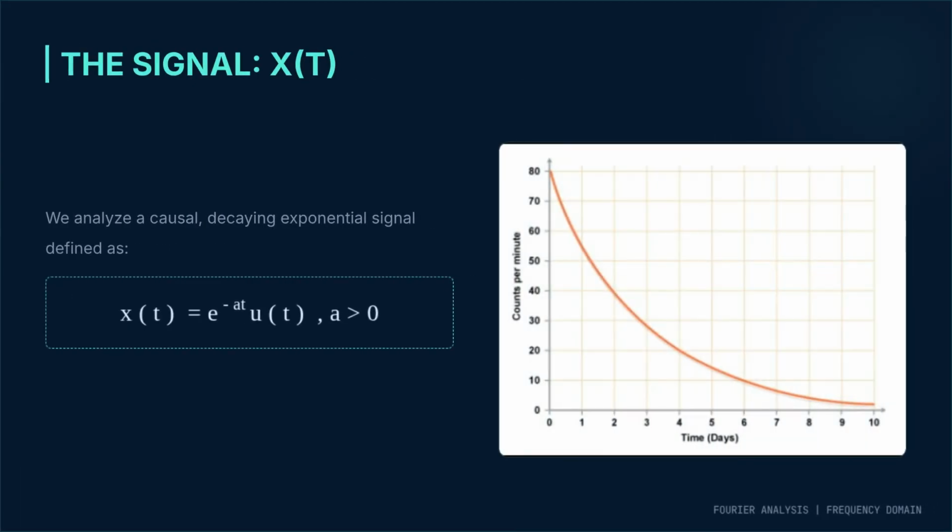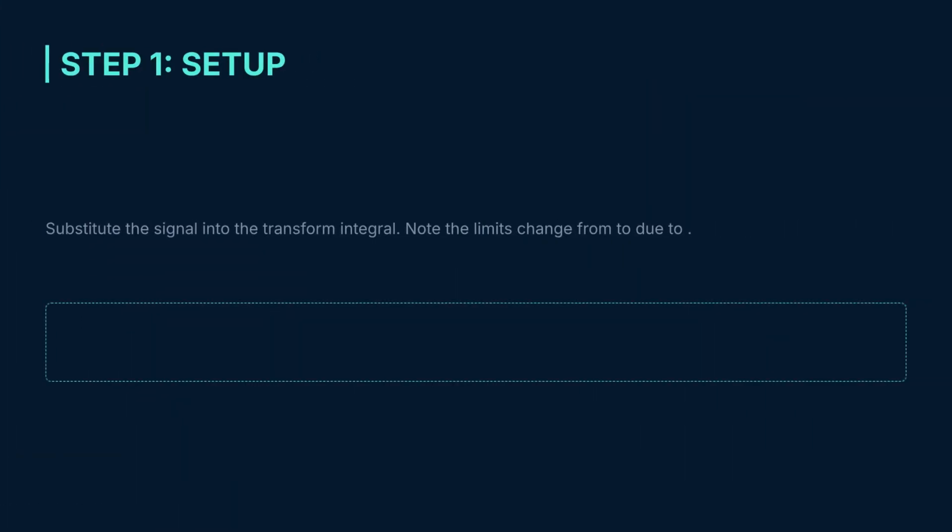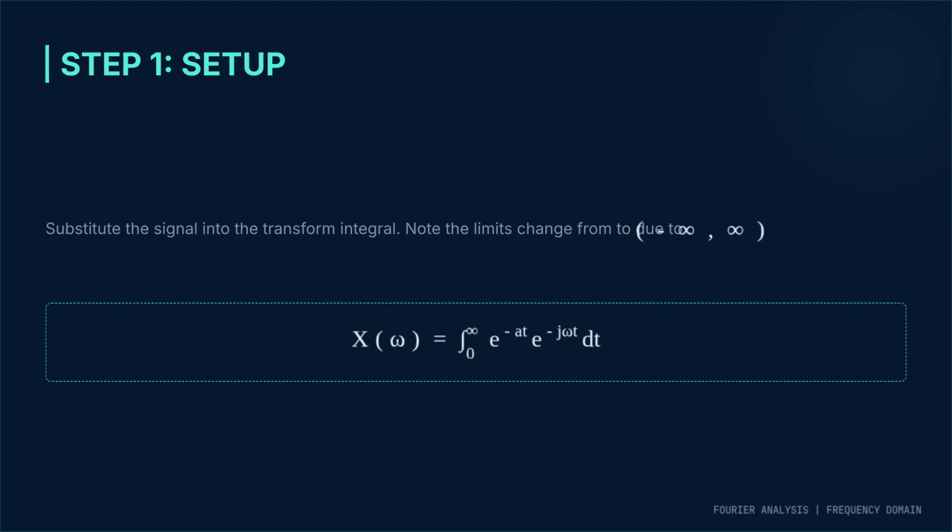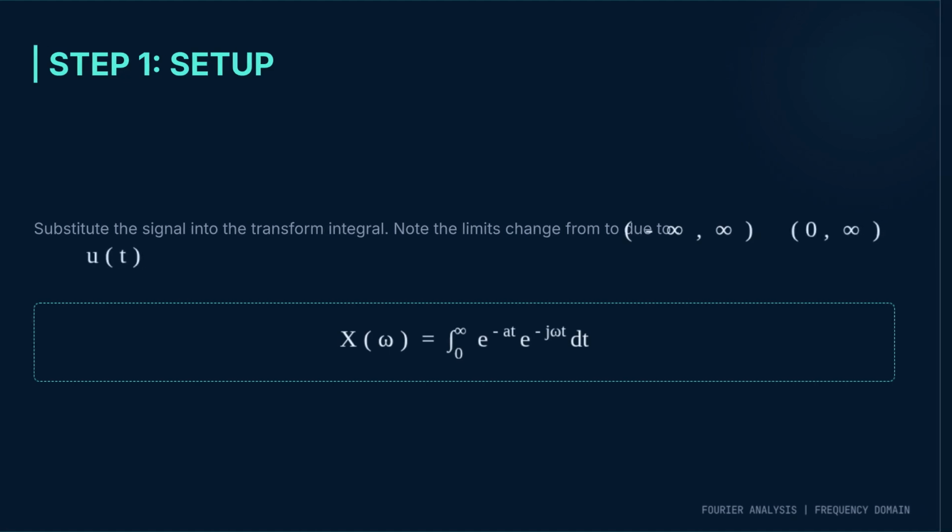We define our causal signal, x of t, as a decaying exponential multiplied by the unit step function u of t, ensuring the signal exists only for non-negative time. Step 1. Setup. We substitute the signal into the Fourier transform integral. Note that the limits change from negative infinity to 0 to infinity due to the unit step function.